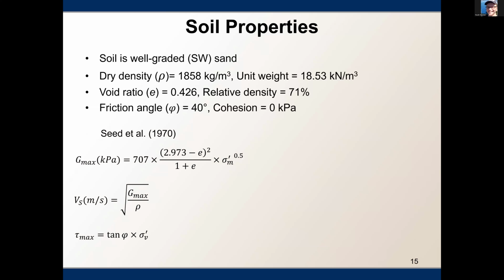Using the empirical relationship by Seed et al. in 1970, we can calculate the maximum shear modulus for the soil at different depths using this equation. If you have the void ratio and you know the mean confining stress, then you can estimate the Gmax. If you know the Gmax, then you can estimate the shear wave velocity, if you know the density, which is already there. And we also calculated the shear strength of the soil based on the friction angle.